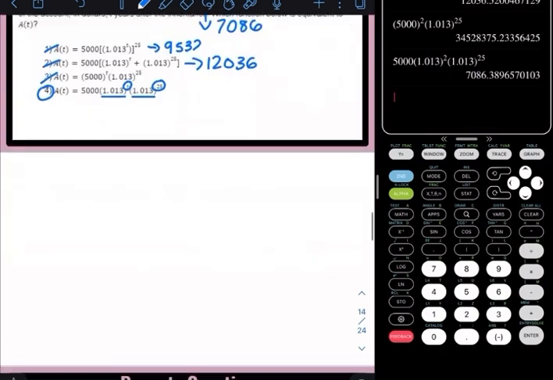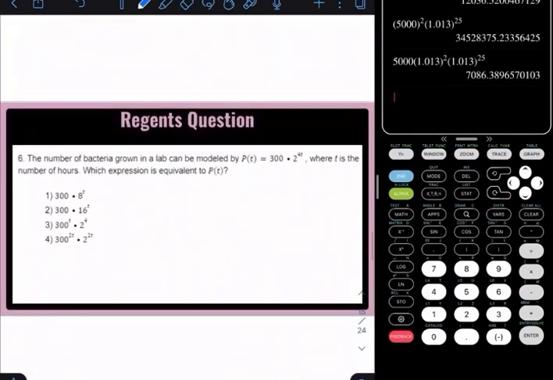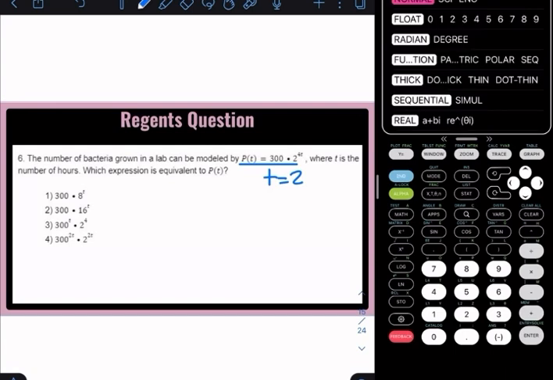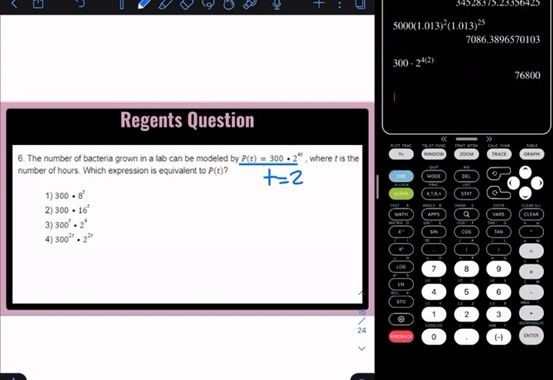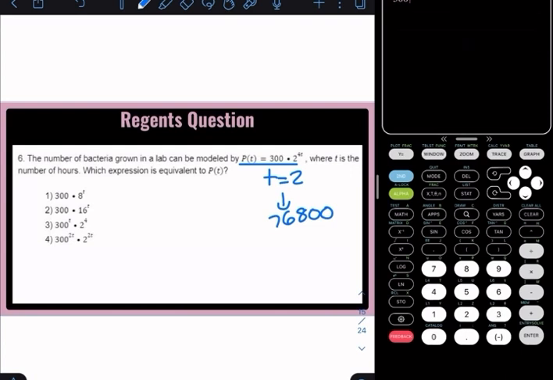Number 6. The number of bacteria grown in a lab can be modeled by this function, where t is the number of hours, which is equivalent. Again, I'll make t equal to 2, and what do we get? 300 times 2 raised to the 4th power times t, which is 2. And that gives us an answer of 76,800. And let's see, when I make t equal to 2 for the answer choices, which one gives me the same answer? 3,000 times 8 raised to t power, which is 2.